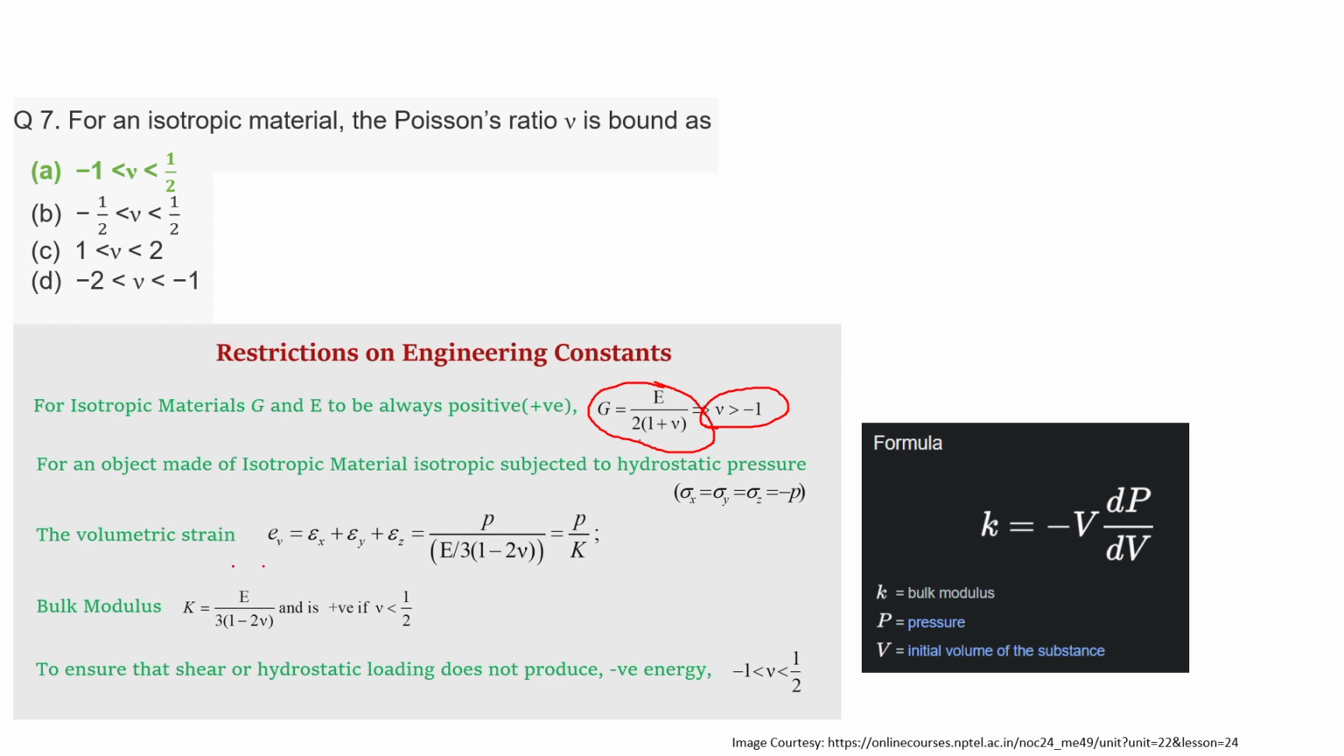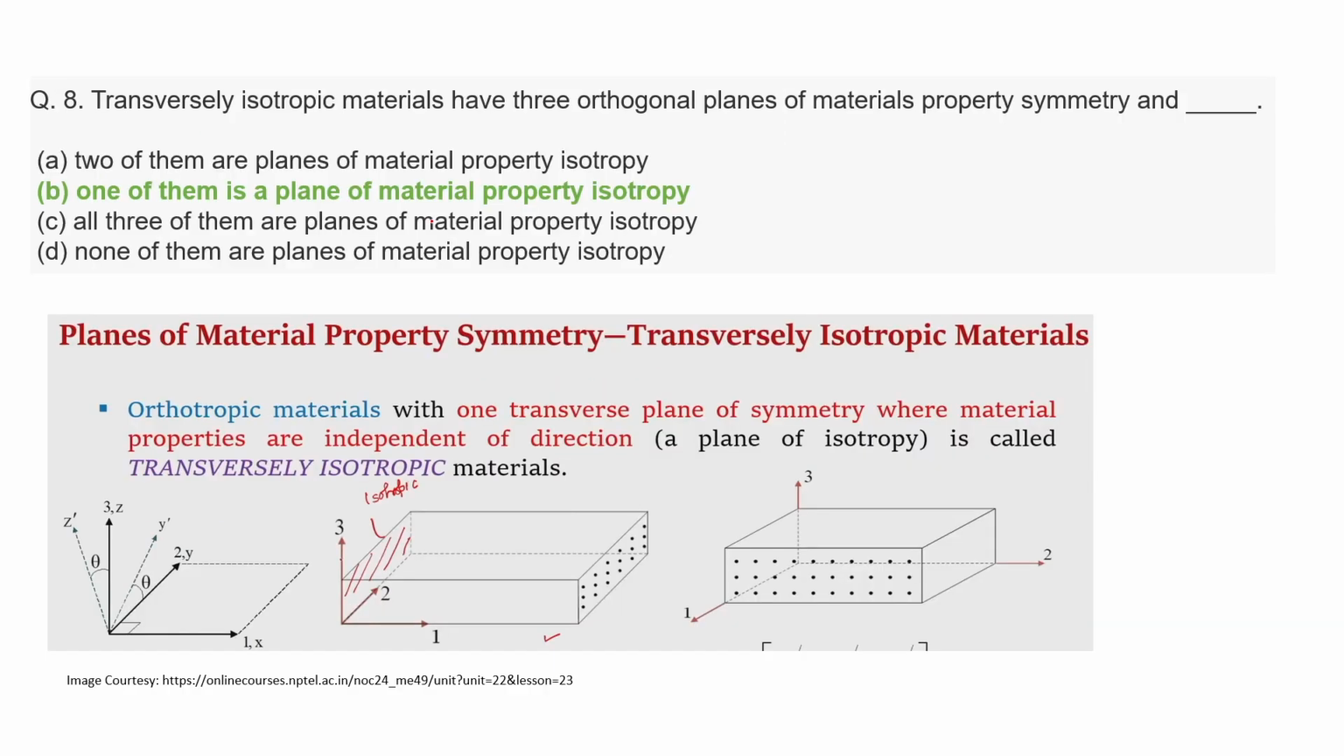And the second equation is for finding the bulk modulus. For having a positive bulk modulus, the value of mu has to be always less than 0.5. From these two conditions, we can say the Poisson ratio is bound between -1 and 0.5. That will be the answer.